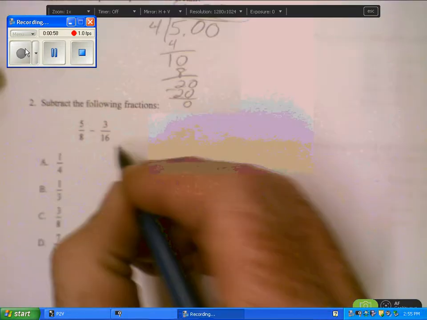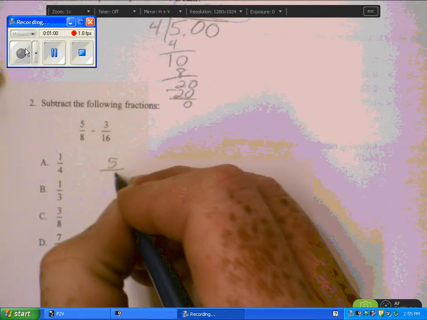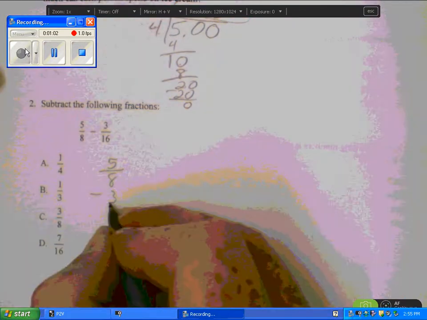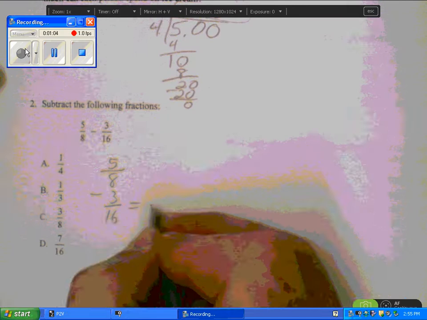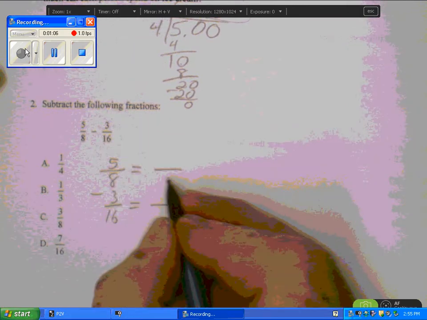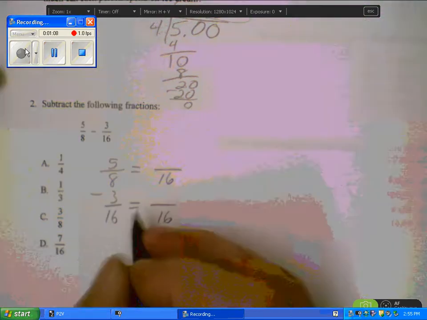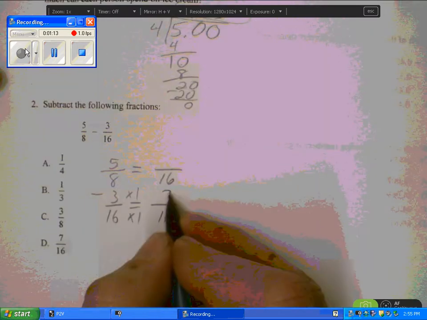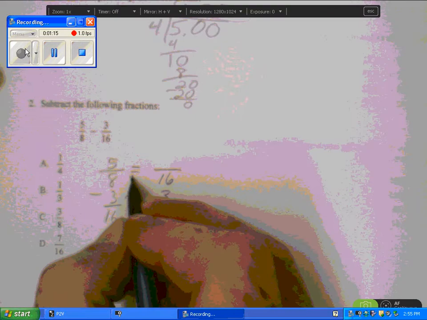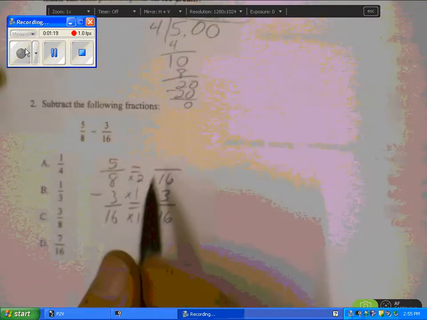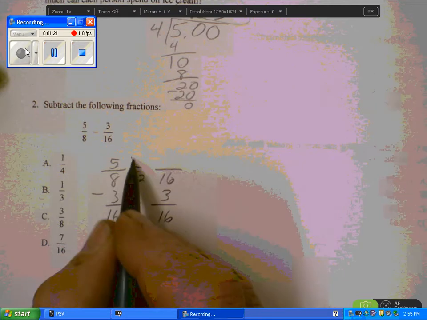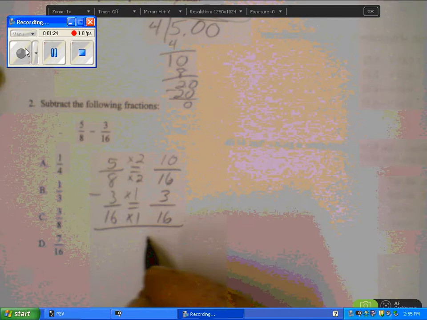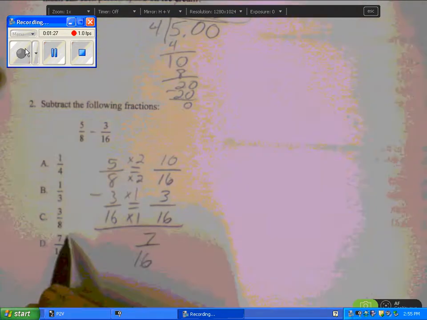Subtracting with fractions, first thing I do, write them up and down whenever you're adding or subtracting with fractions, because you have to find a common denominator. In this case, the common denominator is 16. 16 times 1 just gives you 16. 3 times 1 is 3, so that one doesn't change. This one you multiply by 2. 8 times 2 is 16, and then 5 times 2 is 10. Then we subtract, and you get 7 over 16. That's right there.